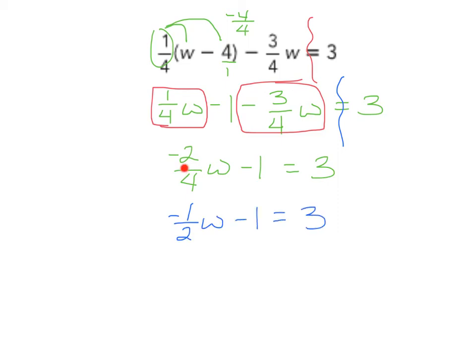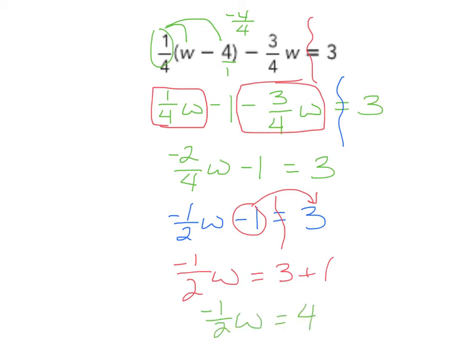So all I did from here to here is I reduced. 2 over 4 is 1 over 2. So now we're going to draw the wall, and we'll get this negative 1 to the right side. So this will become now negative 1 over 2 w equals 3 plus 1, which would be then negative 1/2 w equals 4.